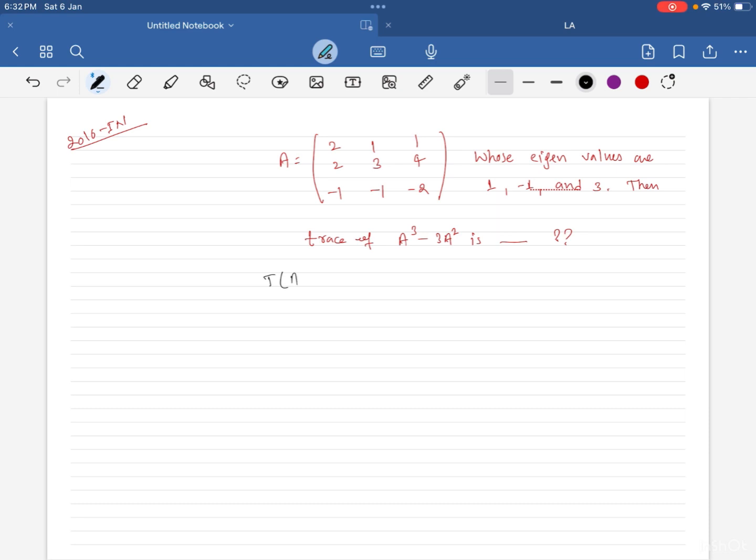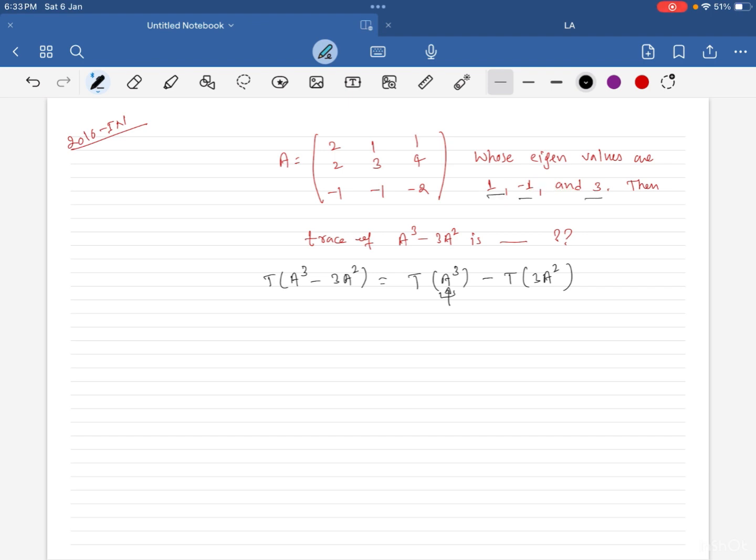So trace of A cube minus 3A square, right? That will be equal to trace of A cube minus trace of 3A square. The concept behind this is that you can diagonalize the matrix and find the trace of all these, A cube and A square. So here what we have to find is, when we do the diagonalization of this A cube, what would be the diagonal elements of this A cube?